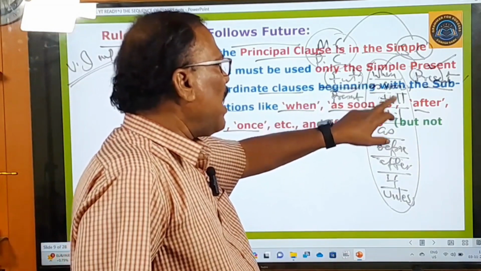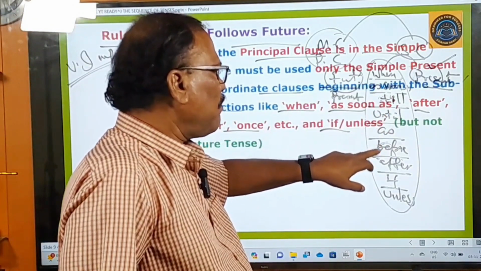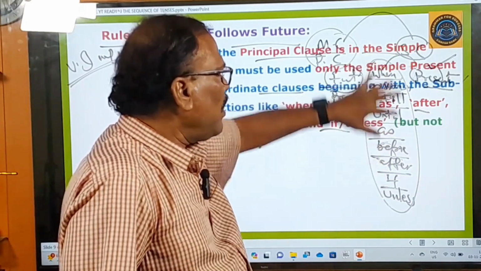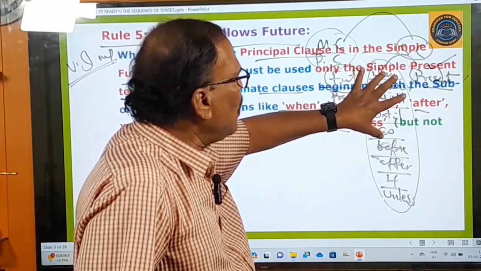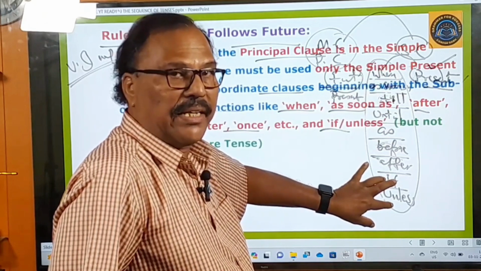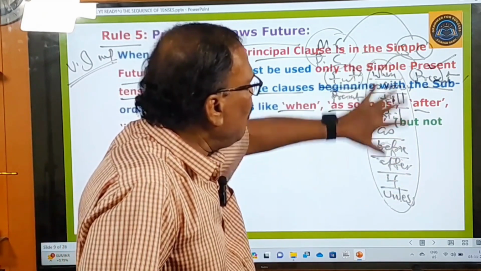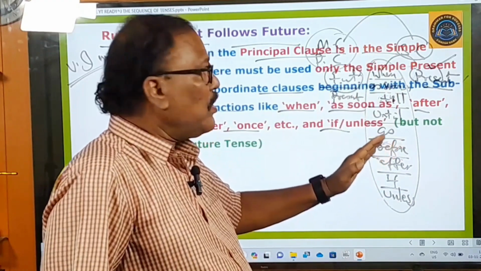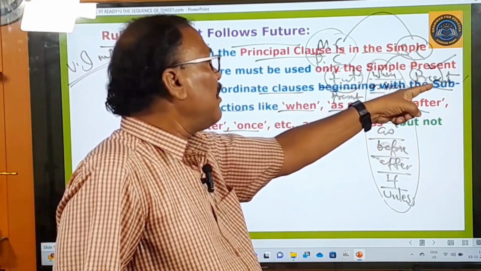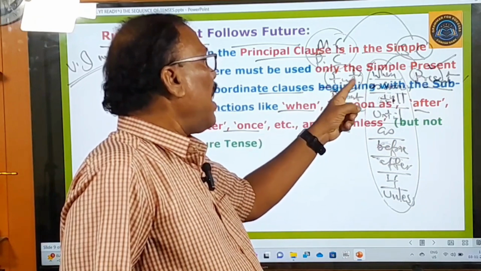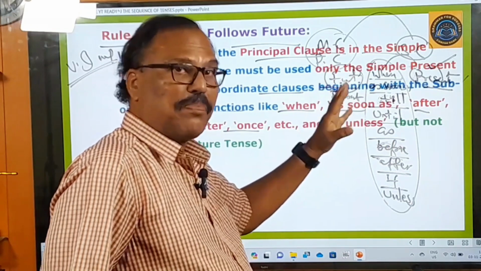When, as soon as, till, until, as, before, after, if, unless. These are the time conjunctions. And if and unless are the condition-indicating conjunctions, right? With these, whenever the subordinate clause begins, you must use only the present tense. Then in the main clause there must be either future tense or present tense. This point you have to understand.